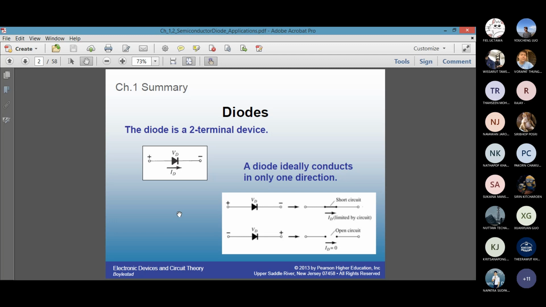What do you call a doped semiconductor material? Is Pichayut here? Yes. What do you call a doped semiconductor material, Pichayut? Extrinsic material. It's not on the slide, but I taught you. If you go back to the recording, I'm sure you'll find it.